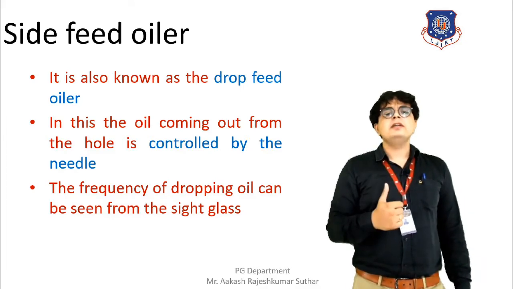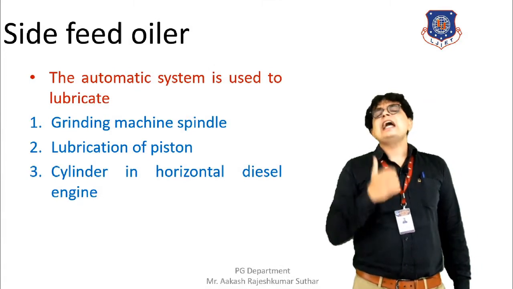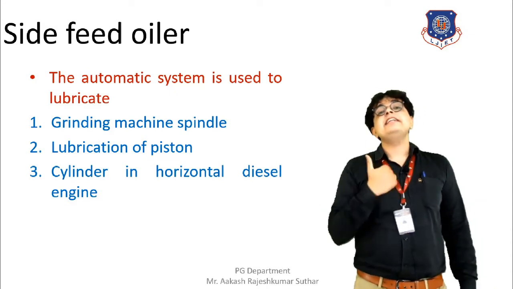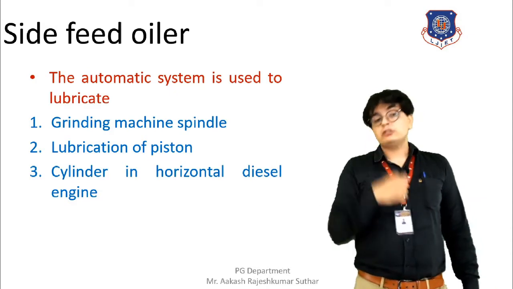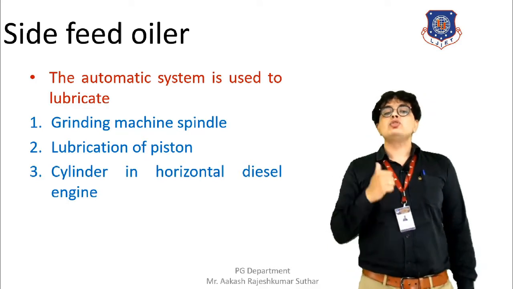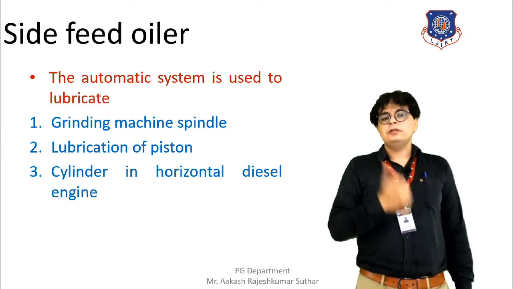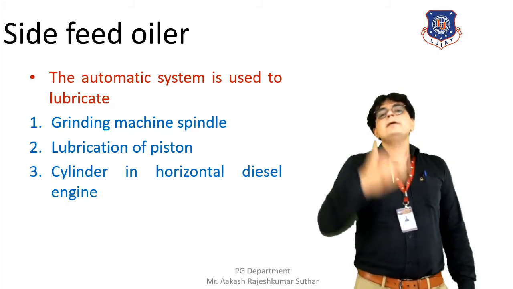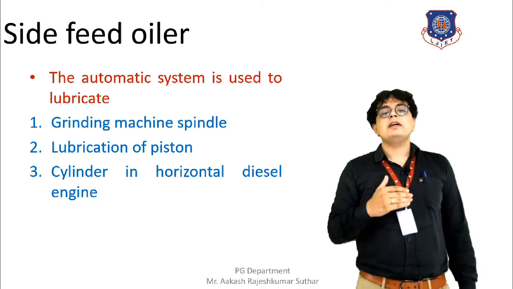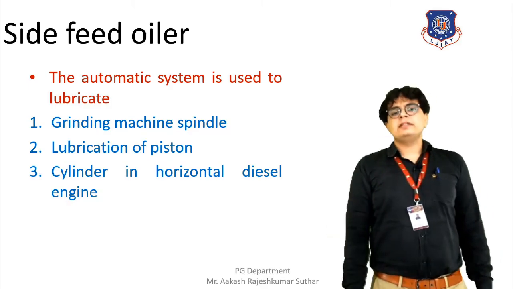Moving towards the further discussion, the side feed oiler is mainly used for lubrication of the grinding machine spindle. It is also used for the lubrication of a piston, and parallelly it is also used in the cylinder of the horizontal diesel engine. So this is the equipment where the side feed oiler is used. Let's proceed further.